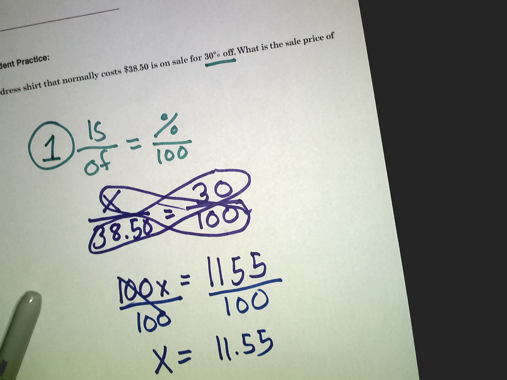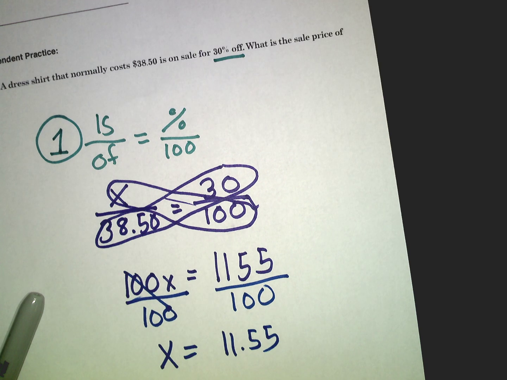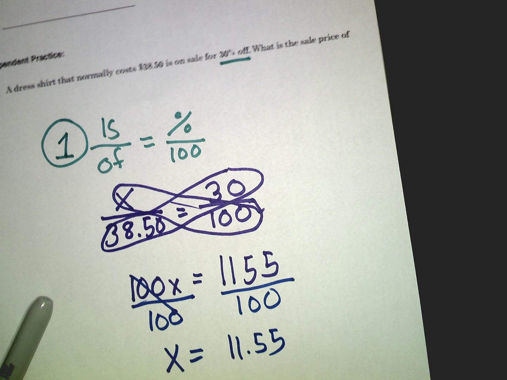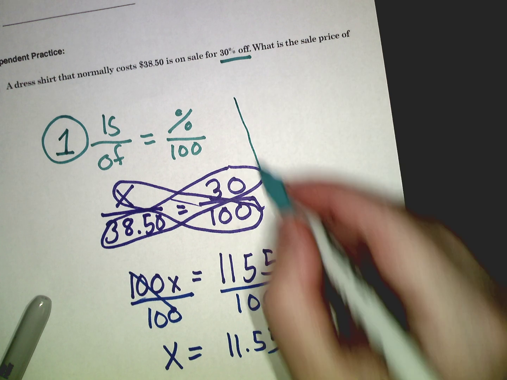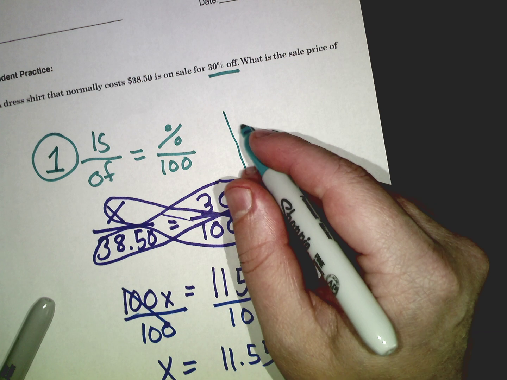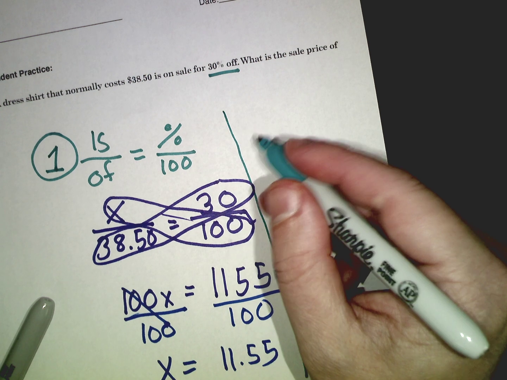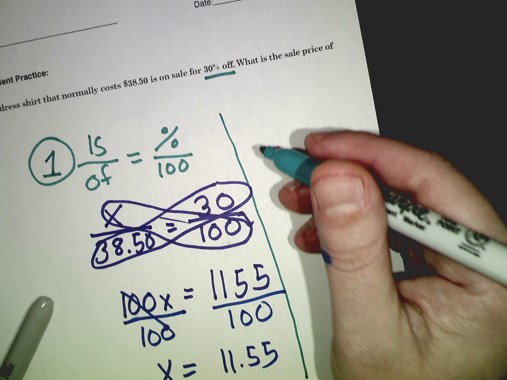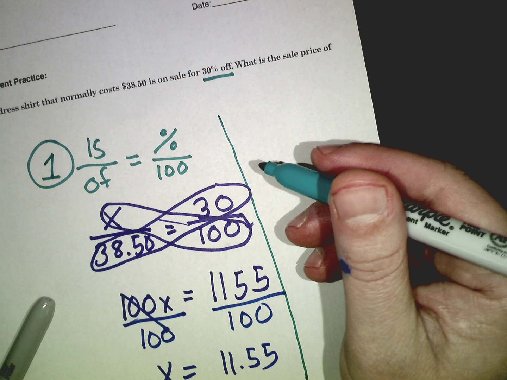So in the grand scheme of things, if I was going for a dress shirt, $11.55 is a pretty decent price to take off a $40 shirt. Okay, that's a pretty good deal. But what is the actual price before I actually check it out? Do I have this money in my bank account? If I buy this, will I have enough money to cover it?